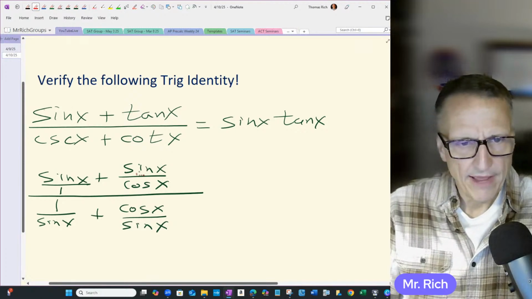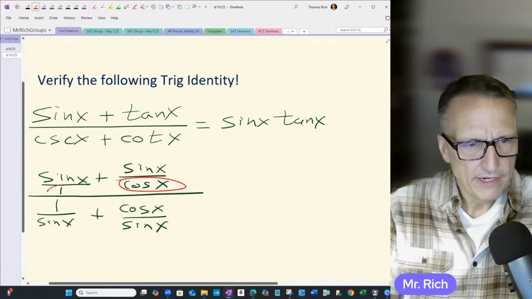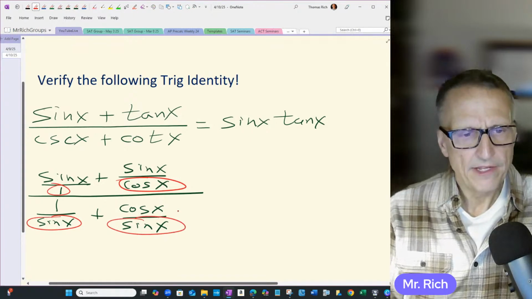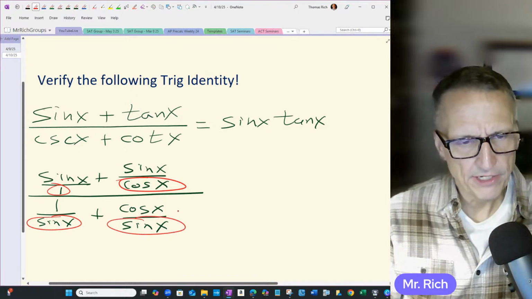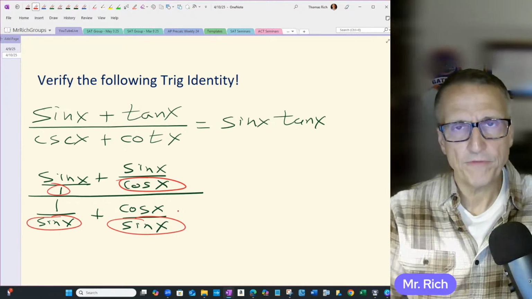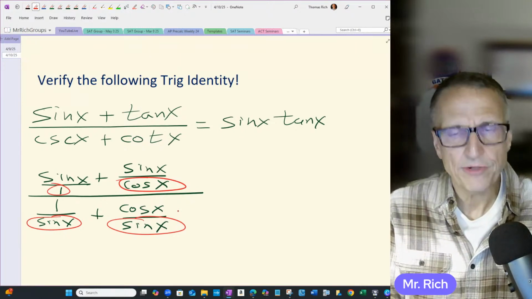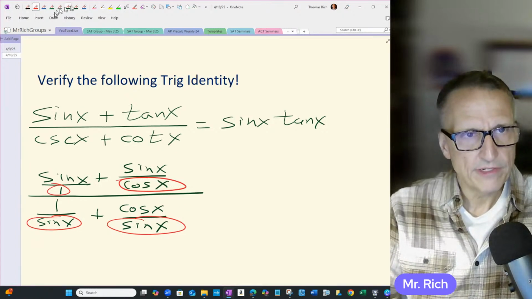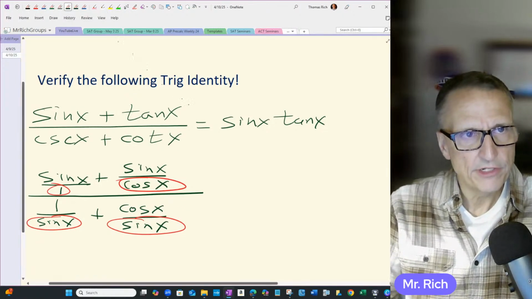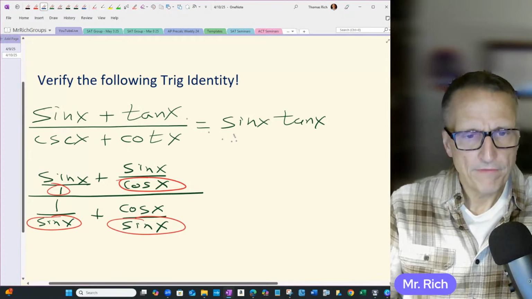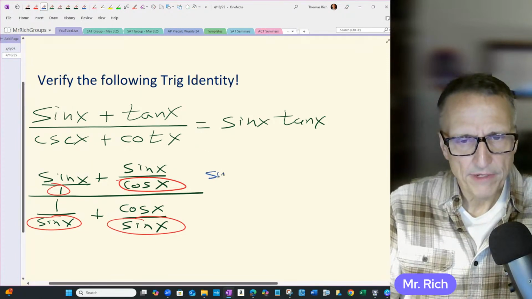And what I have here is a cosine, a 1, a sine, and a sine. And so if I ask myself, in that complex fraction with those 4 fractions, what's the LCD of those 4 inner fractions? The answer is sine times cosine. So the way that we get rid of these complex fractions is to multiply the top and the bottom of the fraction by that least common denominator.